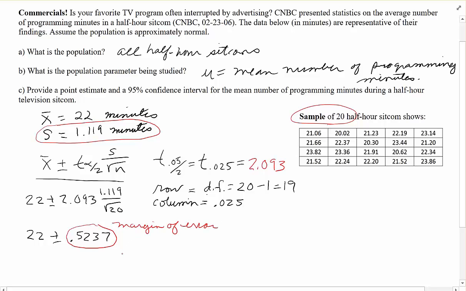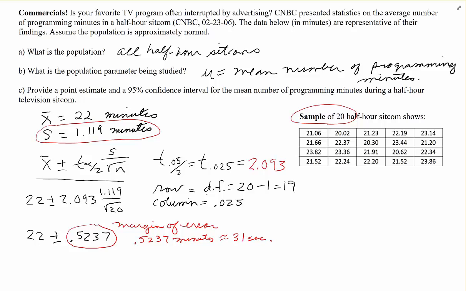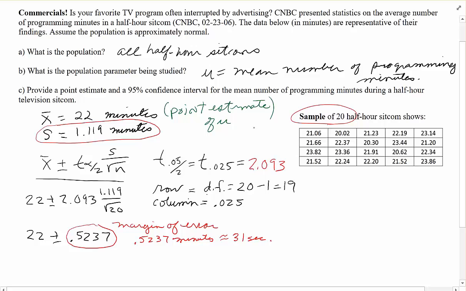Now, since we're talking about time in minutes, 0.5237 minutes is approximately 31 seconds. In other words, about a half a minute. I got that by multiplying 0.5237 by 60. Now what the margin of error tells us is that I have an estimate. My 22 minutes is a point estimate of mu, but how close is that estimate? My average of 22 minutes is within 31 seconds of the real population mean mu.